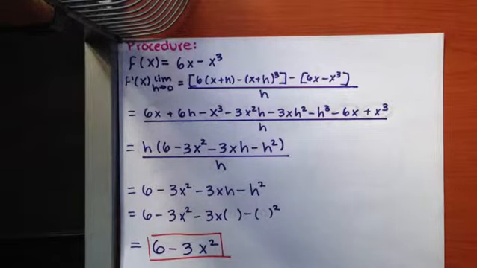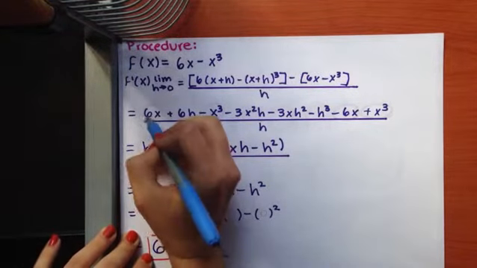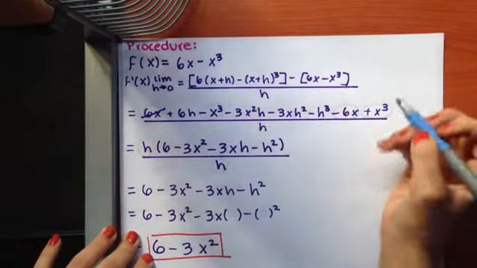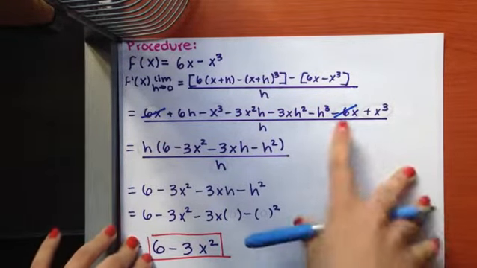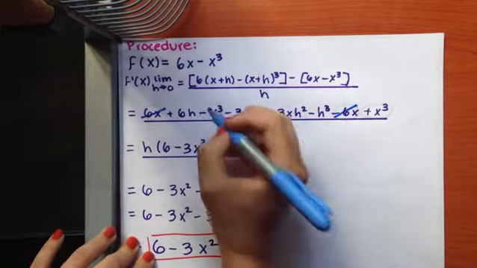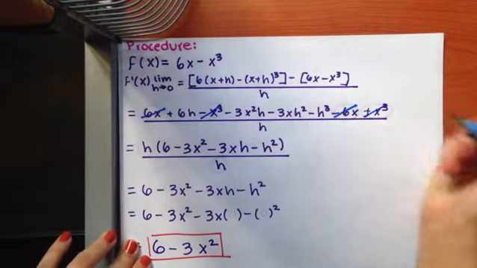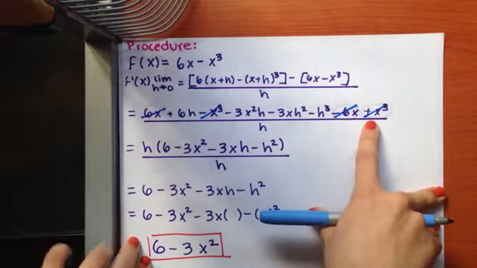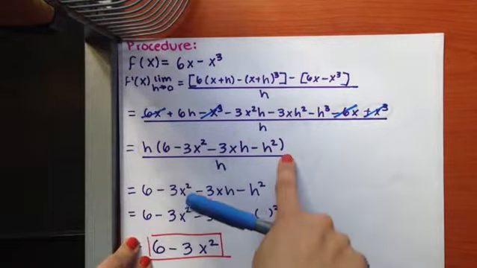First, we have to see if there are any common factors that we can eliminate. In this case, we do have 6x, which can be eliminated with this, that is minus 6x. Another thing we can eliminate is minus x elevated to the third power with plus x elevated to the third power. If we get out all the things we eliminated, this is our result.